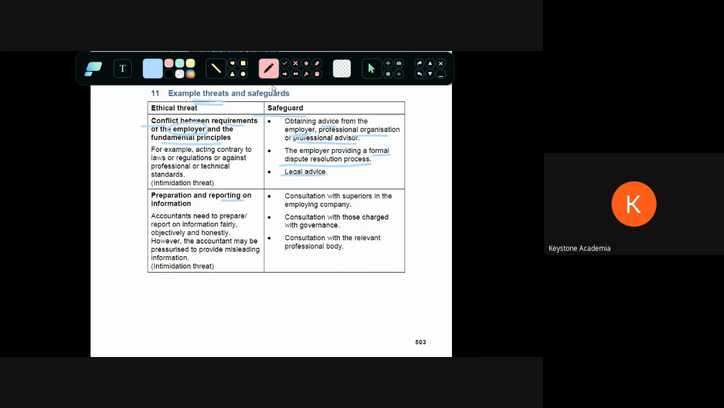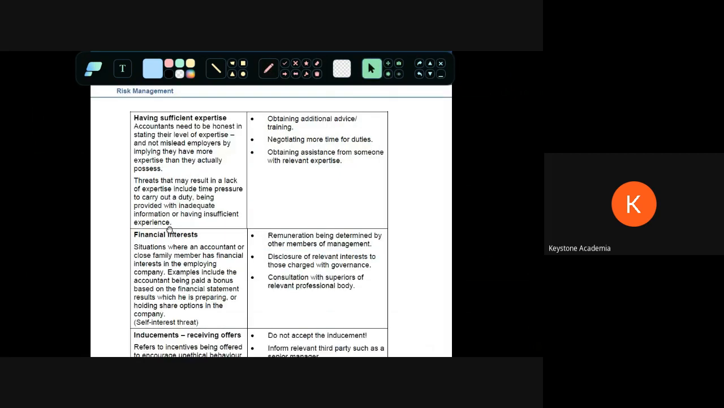Preparation and reporting of accounting information. Accountants need to prepare information fairly, objectively, and honestly. They could be pressurized to present misleading information, like manipulation of the statements. So consultation with your superiors is important, consultation with those charged with governance, and consultation with the relevant professional body if someone is pressurizing you to do that.